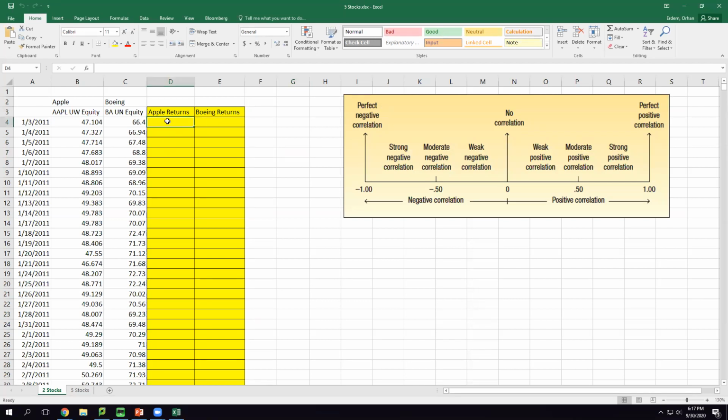So remember the definition of return is today minus yesterday, but for the first day there is no yesterday, so skip the first row. Just come to the second row, which is the fifth row here, and right here type equal. Open a parenthesis. So today, which is B5, minus yesterday, which is B4, divided by B4. So this is going to be Apple returns.